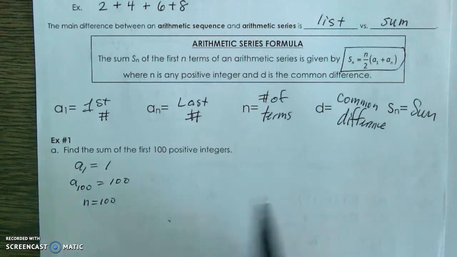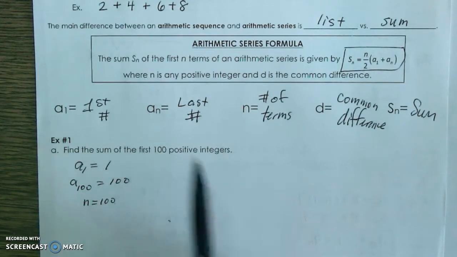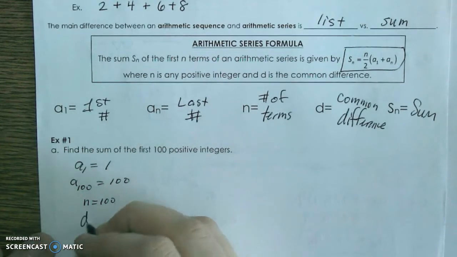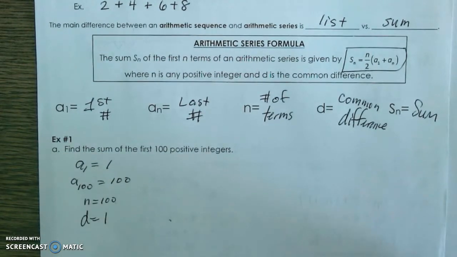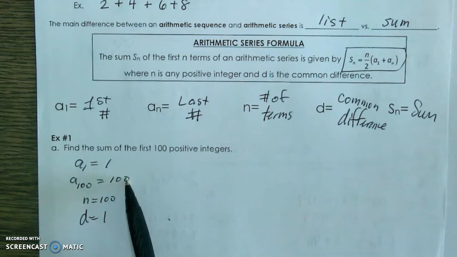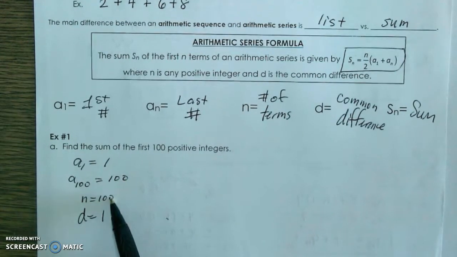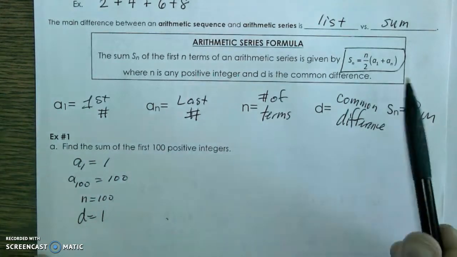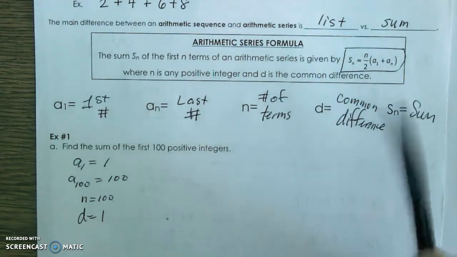The common difference, what do we go up by each time? My common difference is 1. And so I think I have everything. I have a1, I have a sub n, I have n, and I have the common difference d. Now, d isn't actually used in the equation, but you'll see why it's useful later.